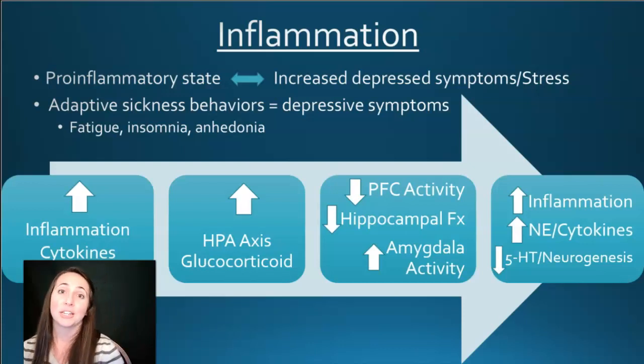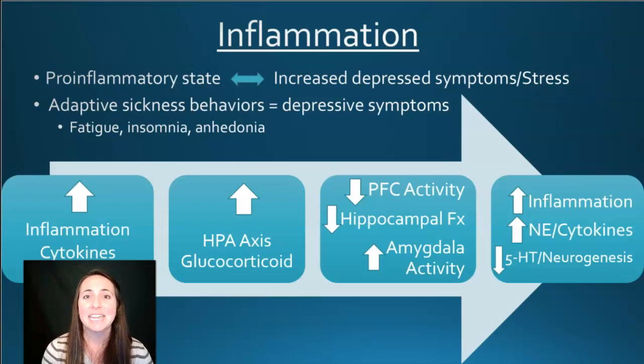But what we've added on to the model here is, again, this is a vicious cycle. So you continue to increase your inflammation when you have increased glucocorticoids and increased amygdala activity and decreased neurogenesis in the hippocampal functioning, right? You continue to increase your cytokines. So you're hopefully seeing that this is just a vicious cycle with how inflammation in the body reacts with stress, which then just continues to increase the inflammation in the body.